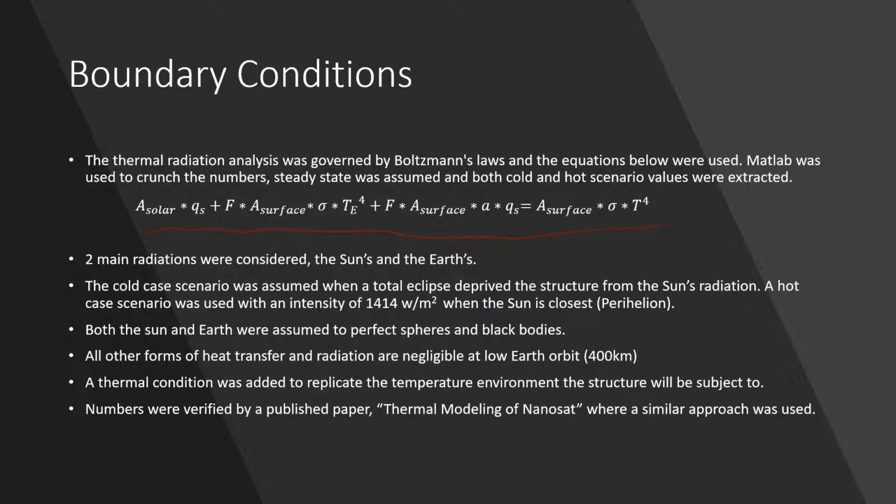A hot case scenario was used with an intensity of 114 watts per meter squared when the sun is closest, at perihelion or during the summer. So both the sun and Earth were assumed to be perfect spheres and black bodies. All other forms of heat transfer and radiation are negligible at low Earth orbit. Thermal condition was added to replicate the temperature environment the structure would be subjected to. So all these numbers were verified by a published paper, Thermal Modeling of Nanosat, which is a thesis, and the sources are at the end of this presentation.